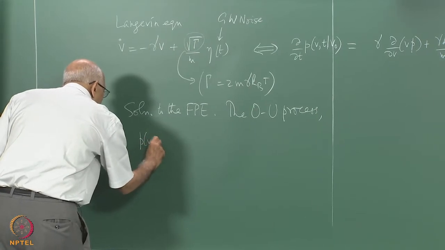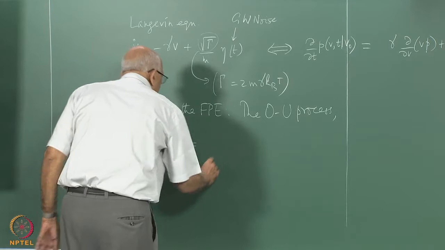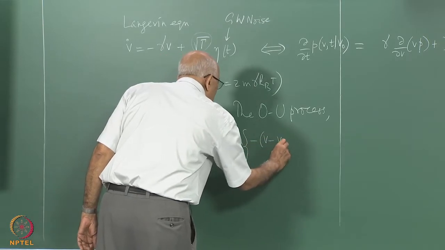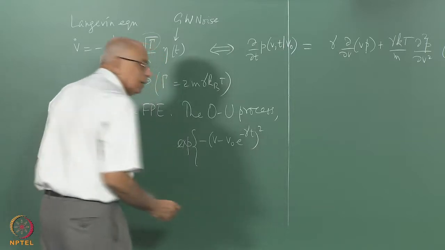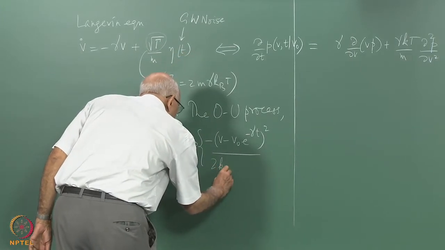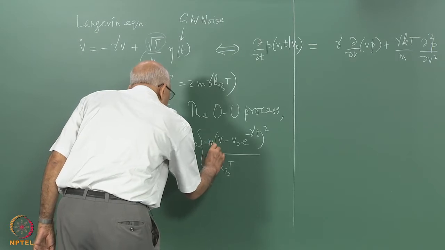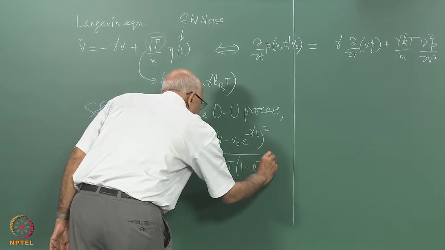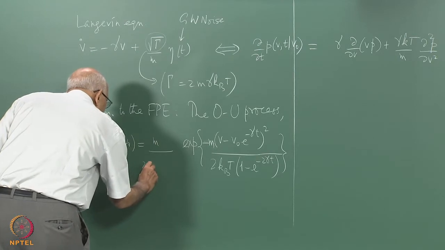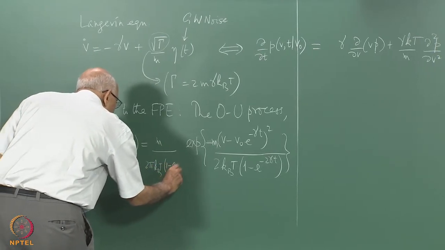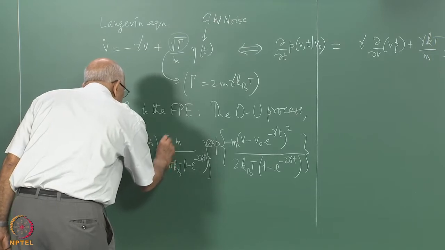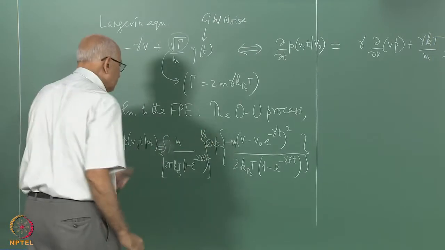which read P of V comma T, V naught equal to, there is a normalization factor and then it was a Gaussian, which is the exponential of minus V minus V naught e to the minus gamma T whole squared. That is the mean V naught e to the minus gamma t, the conditional mean, divided by 2 k Boltzmann T over m times 1 minus e to the minus 2 gamma t, and then there is a normalization factor which was m over 2 pi k Boltzmann T times 1 minus e to the minus 2 gamma t, to the power of half times that exponential.